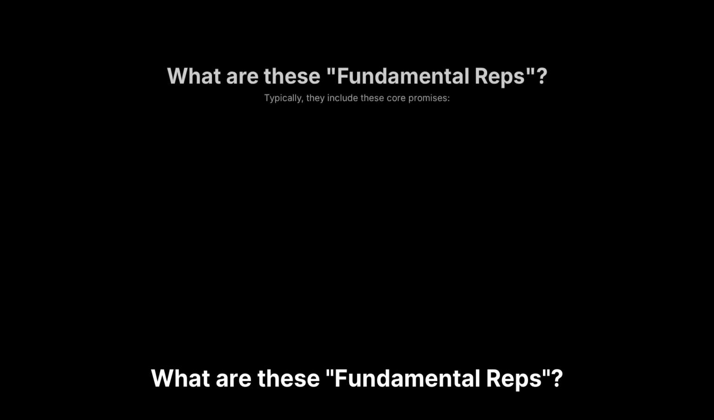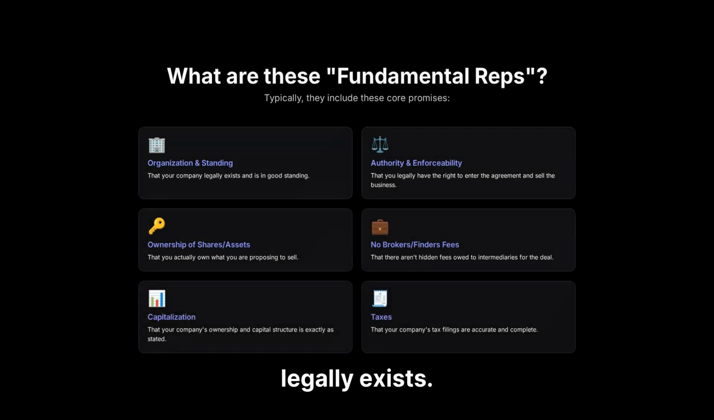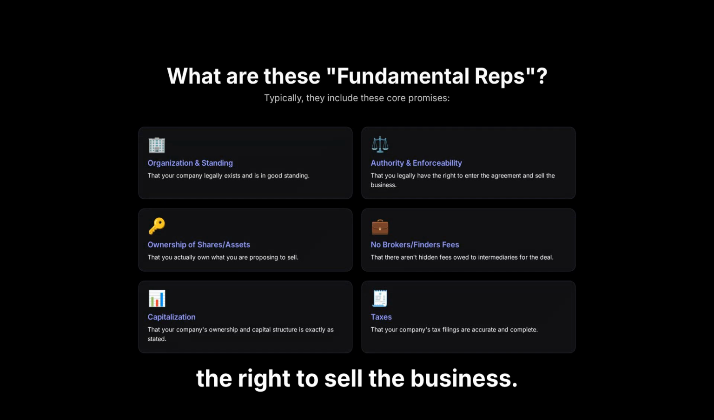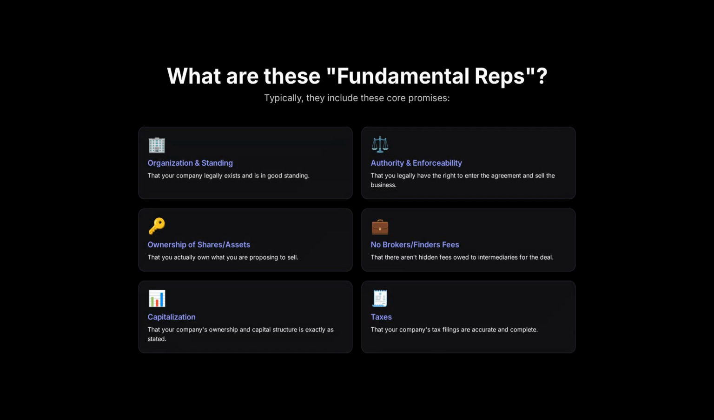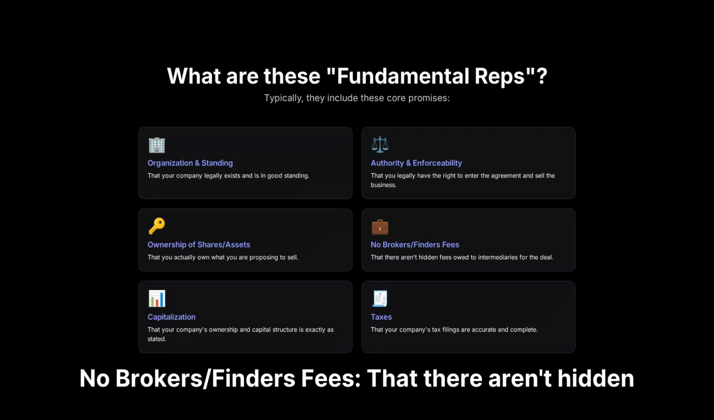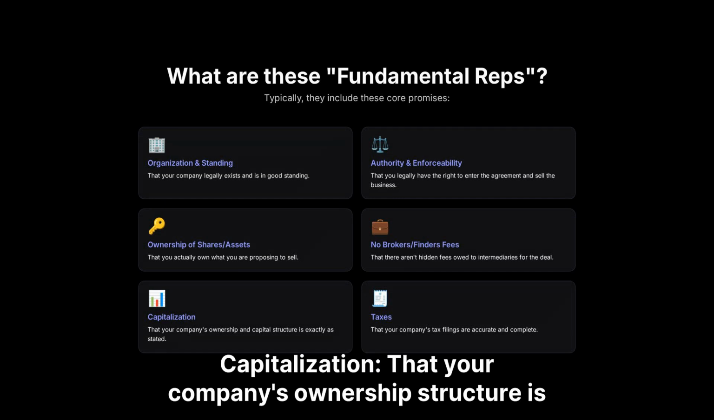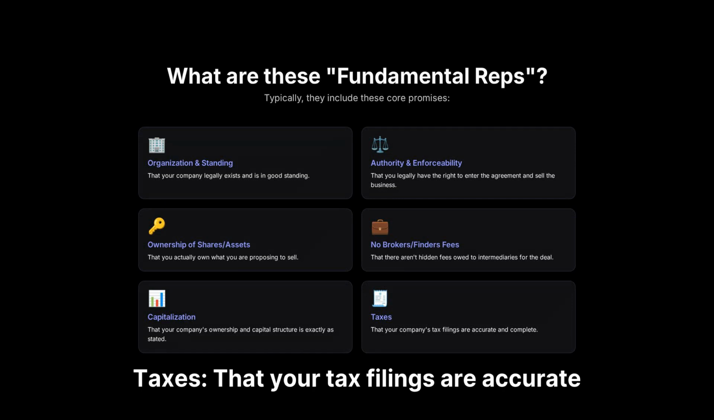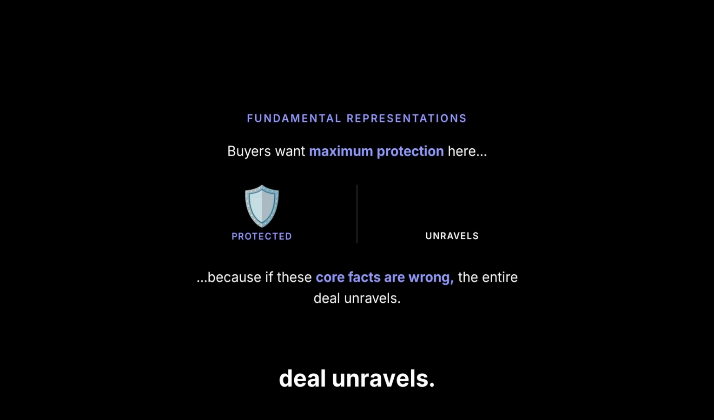What are these fundamental reps? Typically, organization and standing, that your company legally exists; authority and enforceability, that you legally have the right to sell the business; ownership of shares and assets, that you actually own what you're selling; no brokers or finders fees, that there aren't hidden fees owed to intermediaries; capitalization, that your company's ownership structure is exactly as you've stated; and taxes, that your tax filings are accurate and complete. Buyers want maximum protection here because if these core facts are wrong, the entire deal unravels.